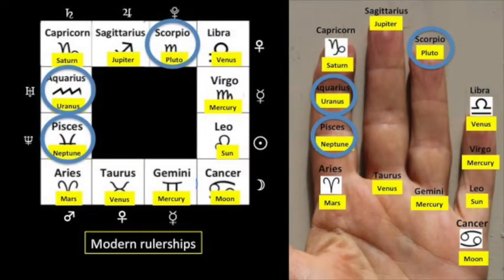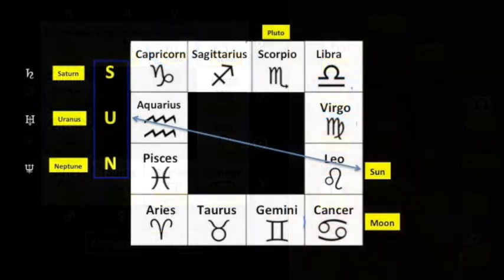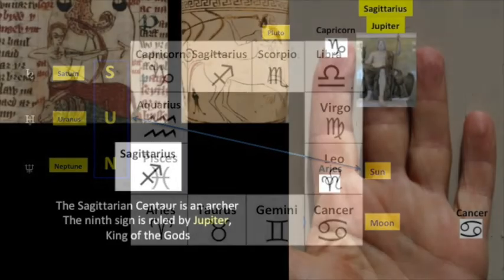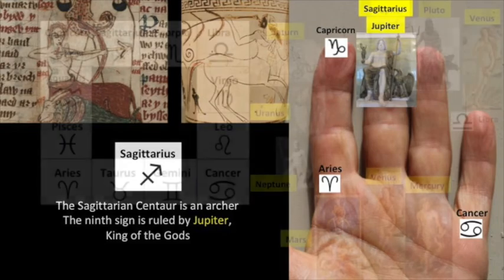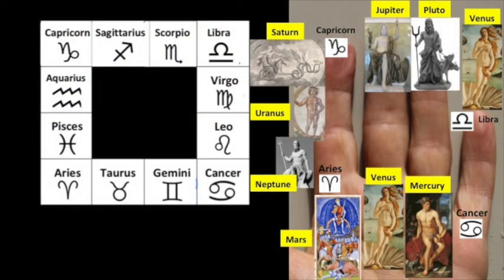The newly discovered planets were assigned by breaking up the more distant pairings. Uranus was assigned to Aquarius, Neptune was assigned to Pisces, and Pluto was assigned to Scorpio. One way to remember this new assignment is to see that Saturn, Uranus, and Neptune are directly opposite Leo, which is ruled by the Sun. I've already mentioned that Jupiter, the king of the gods, corresponds to the longest finger. You can probably come up with your own associations to memorize the remaining rulerships.